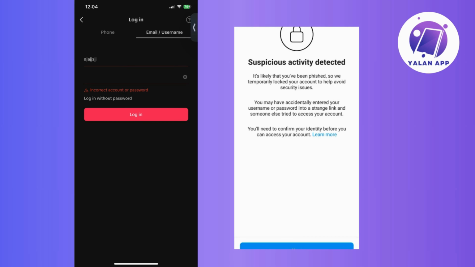So this kind of unusual login pattern may prompt TikTok security measures, resulting in temporary access restrictions. Lastly, if there are security concerns related to the account, TikTok might impose temporary limitations to prevent unauthorized access.